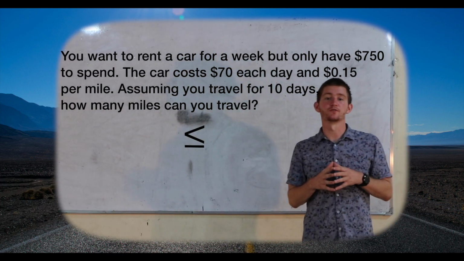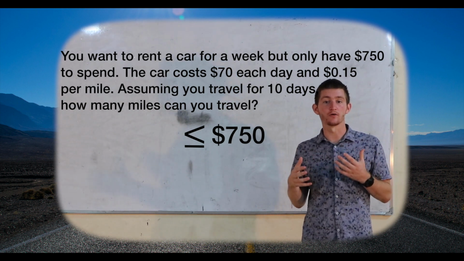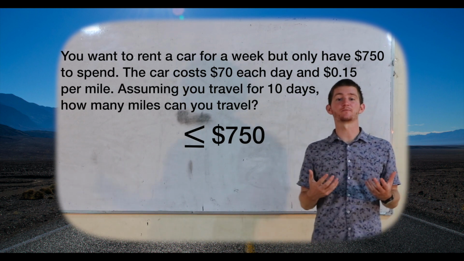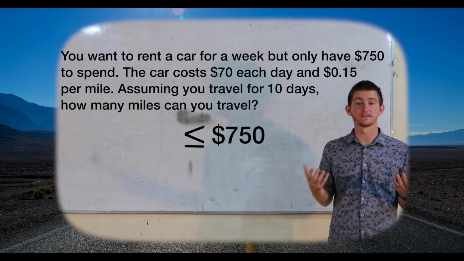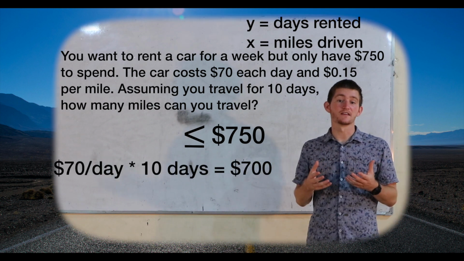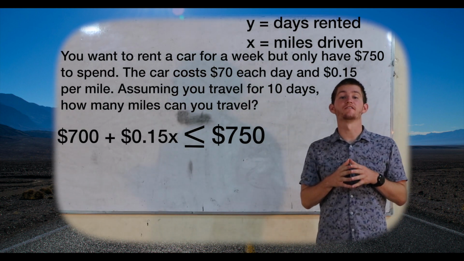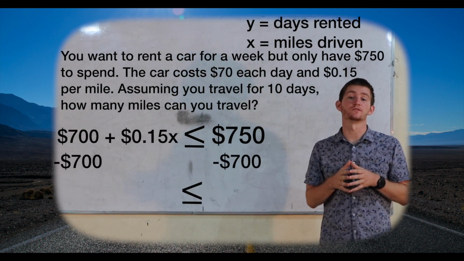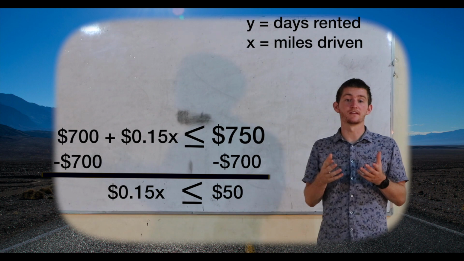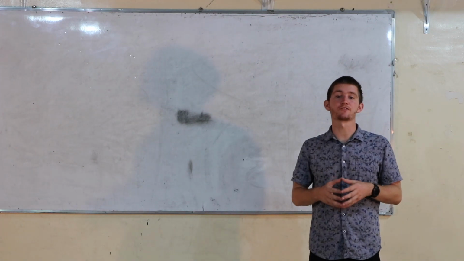Okay, the right side of the inequality would be less than or equal to 750 because I need the cost to add up to less than or at least the same amount as the money I have. Next, we know the cost of the car is split between two variables, miles driven and the days rented. We have a value for the days of 10, so we can say 10 days times $70 a day is equal to $700 total dollars. Finally, $0.15 per mile is less than or equal to $50. So we divide both sides by 0.15, and what we're left with is 333.33 miles.